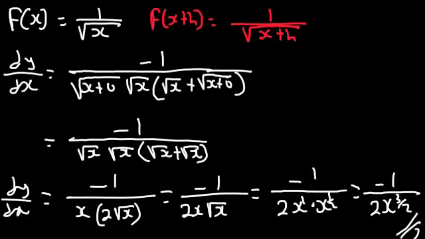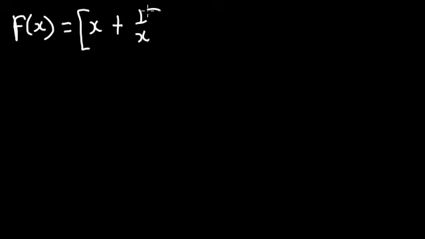So that is it. On to example number 6. By now I want to believe that you should be able to find the derivative of any function regardless of how it looks, using the first principle. So let's consider the last example before we end this video. So consider the function f of x equals x plus 1 over x.